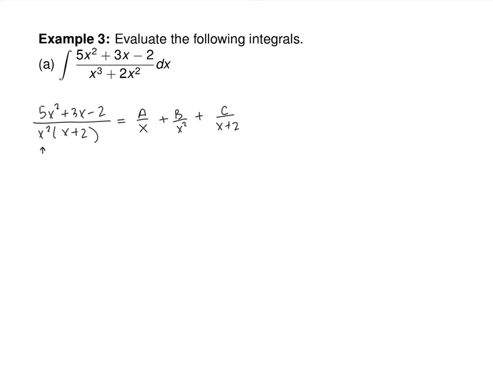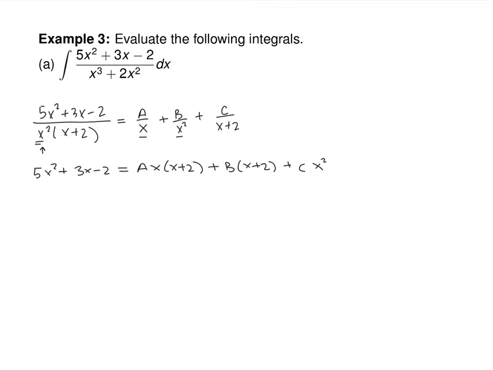And it's completely possible that a might be 0, but the b probably will not be 0 in any case, because then your common denominator wouldn't have been x squared times x plus 2. It would have been x times x plus 2. So if you have a repeated factor, 1 for each power. Now we proceed the same way, multiply by the denominator on both sides, and we end up with a times x plus 2, b times x plus 2, and c times x squared.